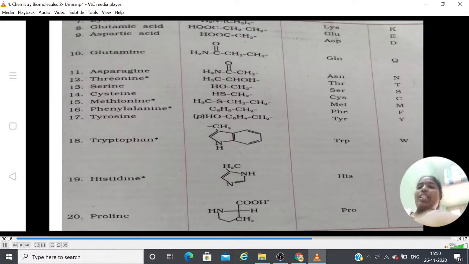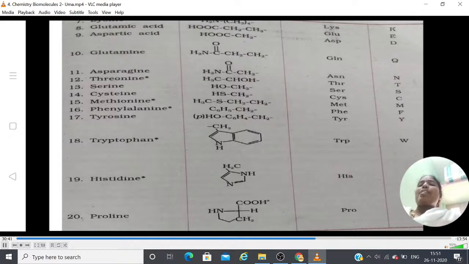Okay, next, 8th, glutamic acid. Glutamic acid is an acid, and the side chain present in this amino acid is CH2, COOH. Its 3 letter symbol is GLU. It is coded E.